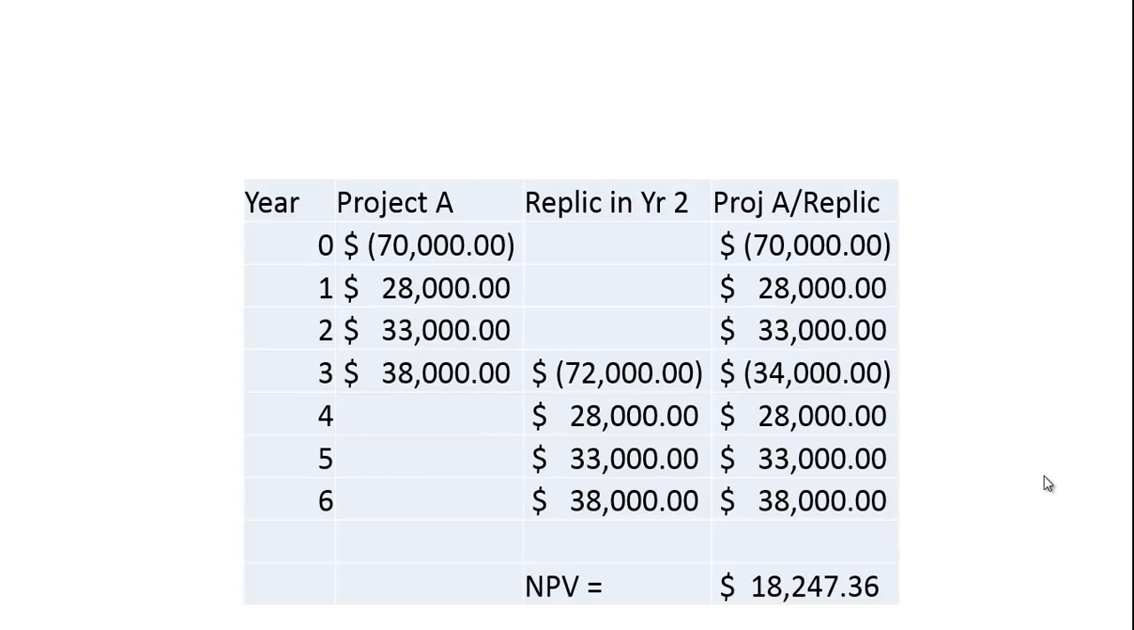We might also make assumptions that these cash flows change as well, and those would all be based on some sort of economic forecast. But replication is certainly one way we can deal with the problem of having different projects with different lives.